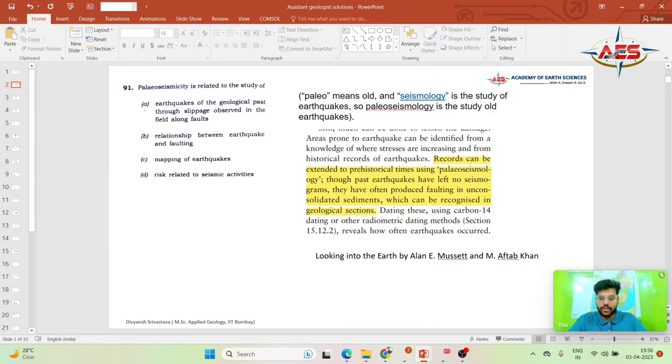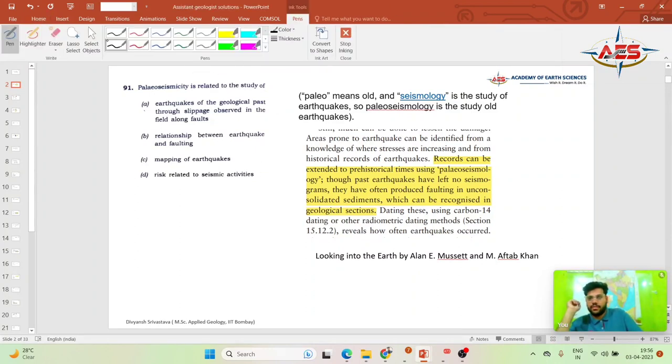The first question of part four, which is 91, is related to paleoseismicity. They have asked, paleoseismicity is related to the study of... Okay, we will solve this. We'll take a pen. We will read all four options. First is the earthquakes of the geological past through slippage observed in fields along faults; relationship between earthquake and faulting; mapping of earthquakes; and risk related to seismic activities. According to me, the correct option should be the first.